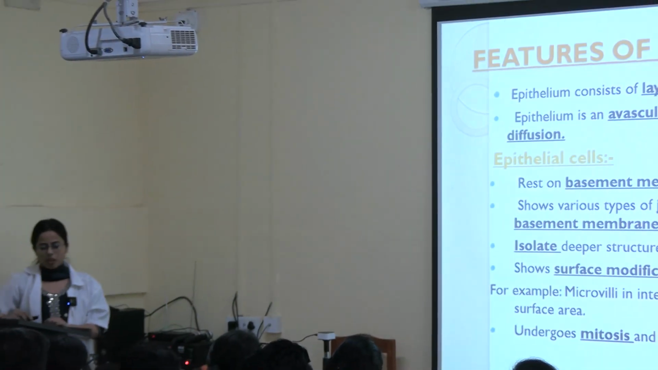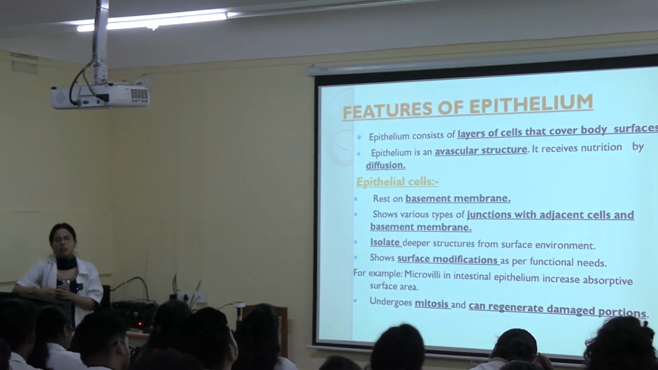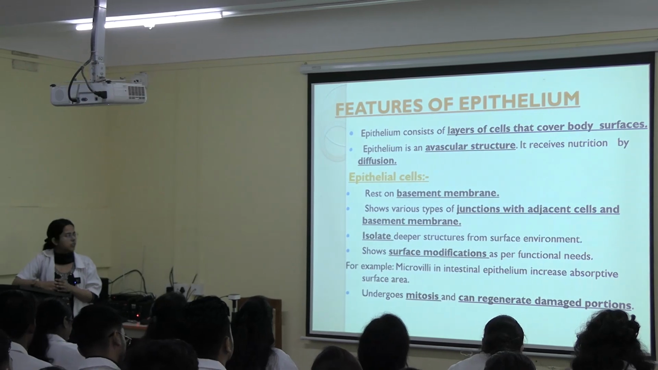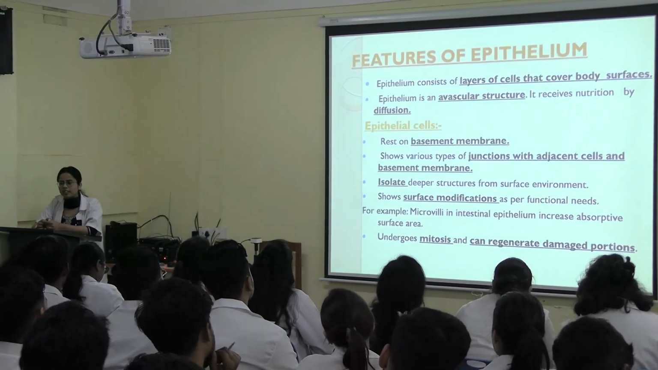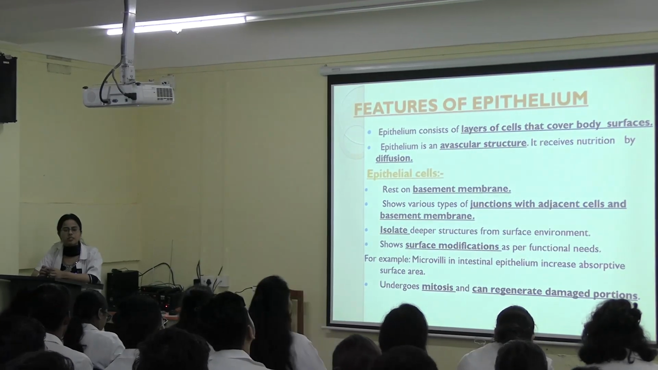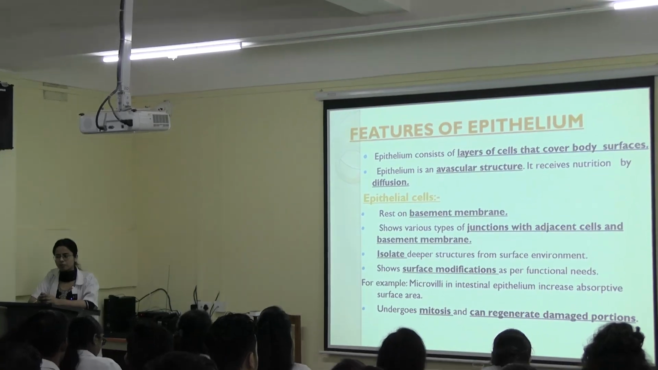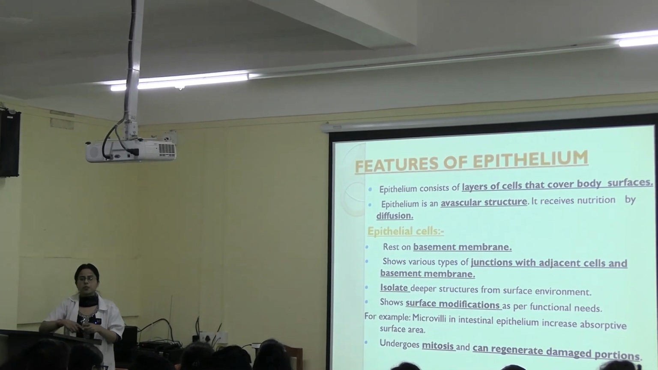Okay. So now the features of epithelium. As I already told, epithelium includes one or more layers of cells which are tightly adhered with one another. And as epithelium is an avascular structure, it has to derive its nutrition from its surrounding tissues through the process of diffusion. You know diffusion? Active transport, passive transport, you know?